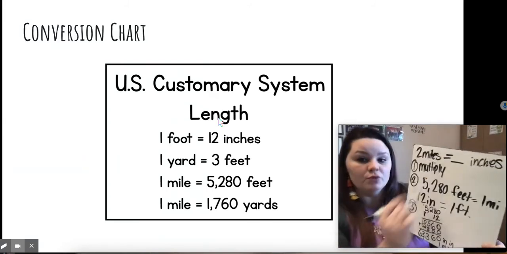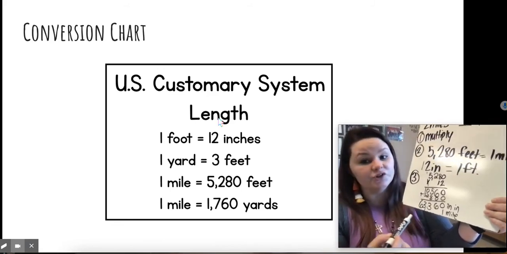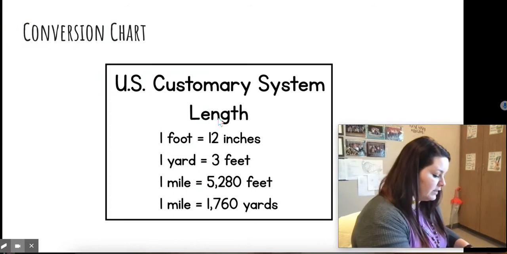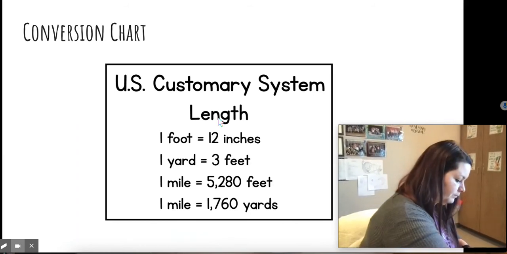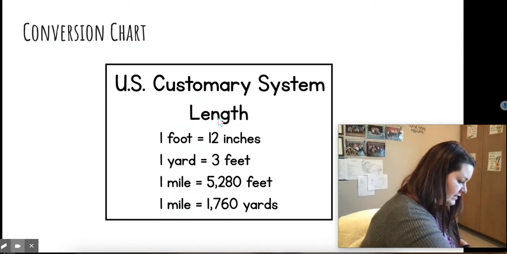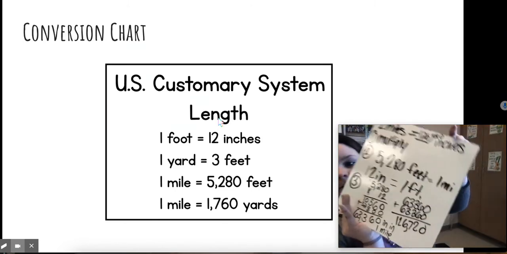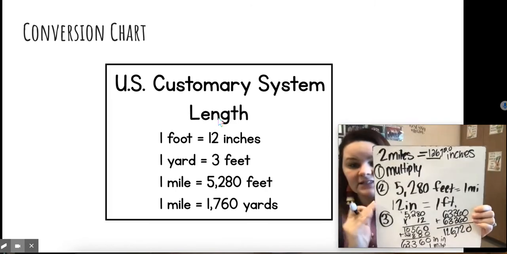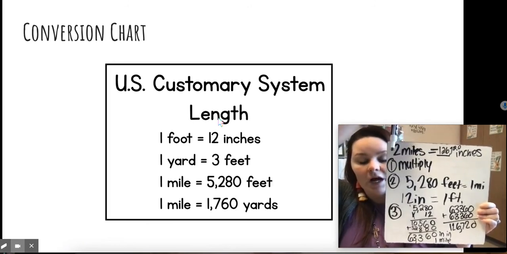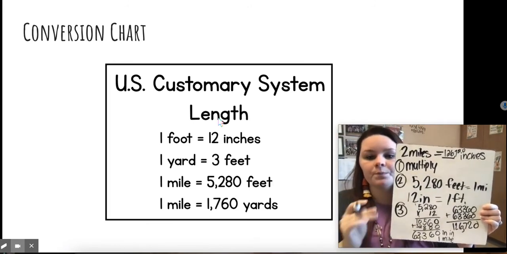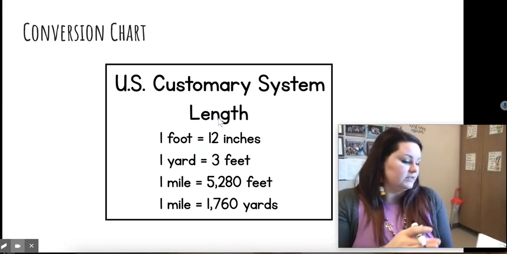We have 2 miles, so we need to either multiply this number by 2 or add it again. I'm going to just add them. 63,360 plus 63,360. That's going to give us 126,720 inches. So I wrote that up there. Does it make sense that this number is way, way larger than this number? Absolutely, because inches are much smaller than miles. All right, so that is that example.